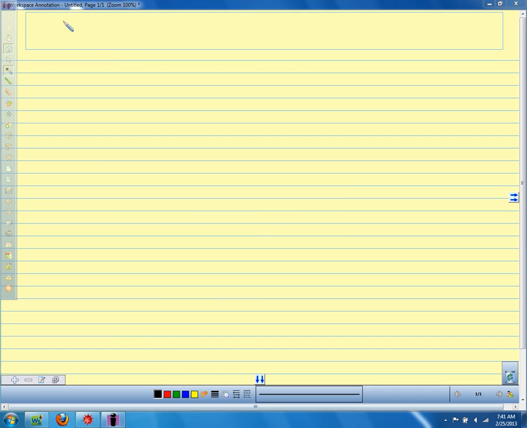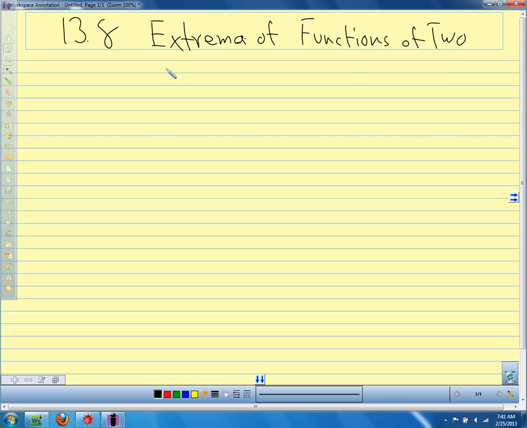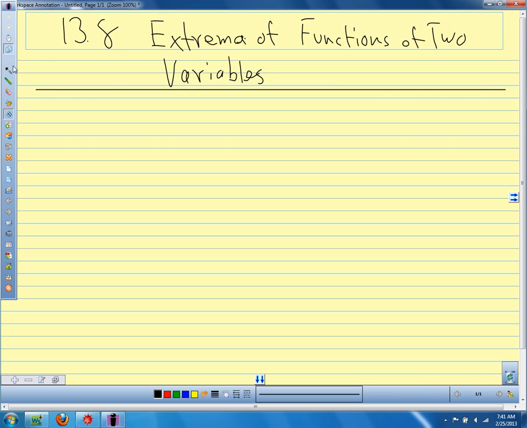All right, so we're in section 13.8. And we're going to talk about the extrema of functions of two variables. So we've done a lot of stuff with kind of geometry of these different surfaces. Today we're going to talk about maximizing and minimizing them.